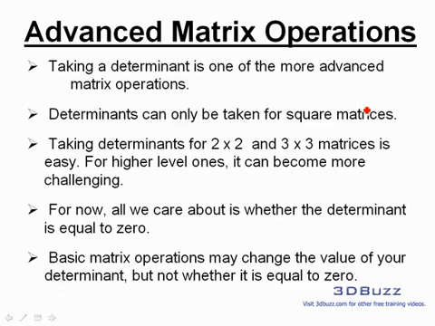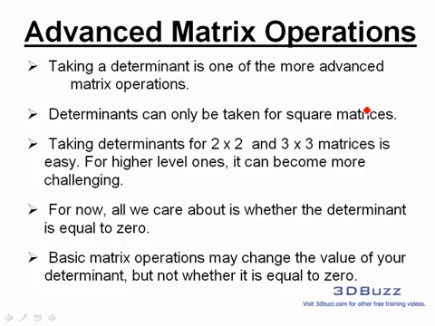Basic matrix operations may change the value of your determinant, but not whether it is equal to 0. Your determinant is going to be a number, let's say 18. By doing the 3 operations we just talked about, adding 2 rows, multiplying a row by a constant, or swapping 2 rows, you'll change the value of the determinant. So if it was 18, it might become 16, but it won't become 0. It's either going to be 0 or it's not, no matter what you do.